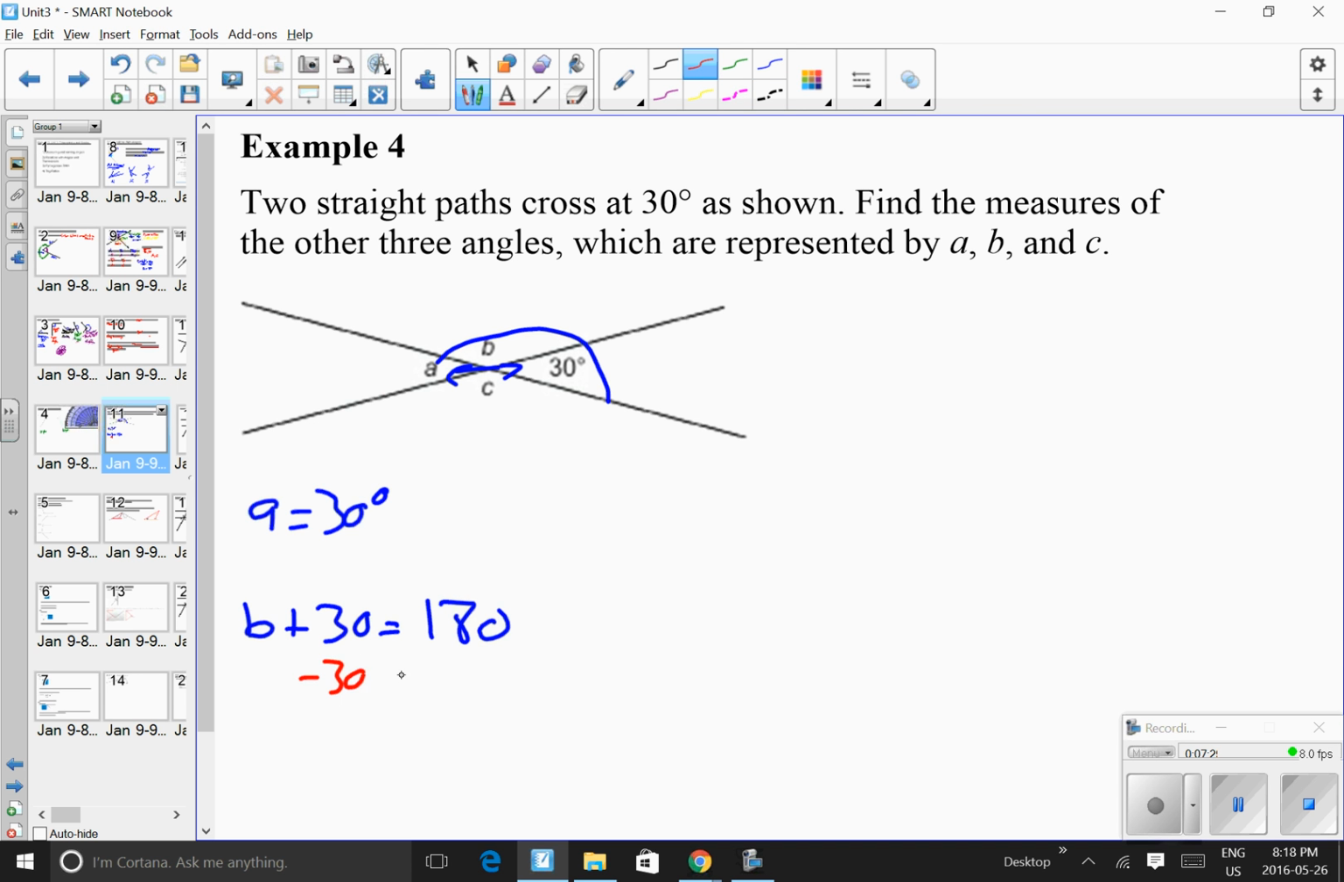Subtract 30 from both sides. I'm just going to have B equals 150 degrees. If you don't trust me, you can toss that into a calculator. So I got B equals 150. So this is 150, this is 30. And hey, B and C, those are opposite angles. So C has to equal 150 degrees as well. Wham, bam, done. Moving on.